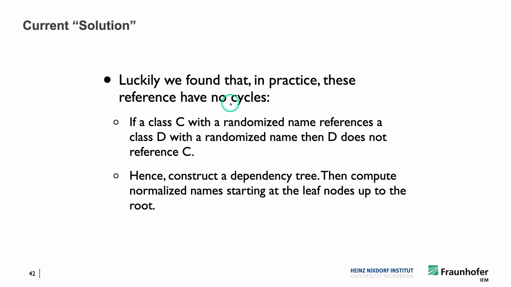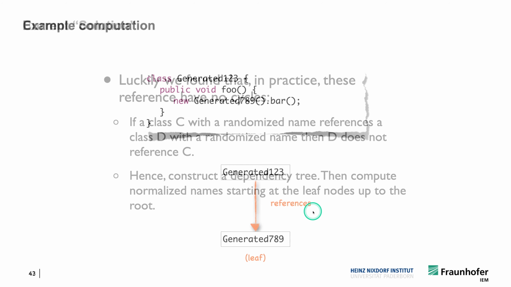So assuming that this does not exist, then if a class C with a randomized name references a class D with a randomized name, then D does not reference C, right? So we have only a unidirectional dependency, which means we can then construct a dependency tree. And this is what Tamiflex does. It computes the normalized names starting at the leaf nodes up to the root.